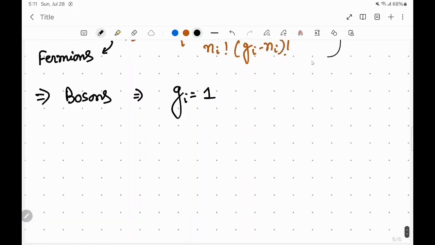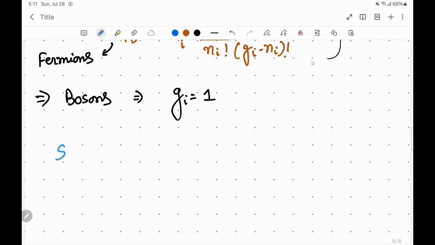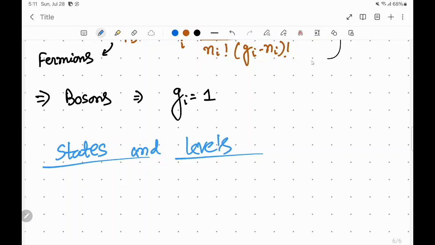First, one thing that should be clear, and in class it was also discussed, is that states and levels are different. States and levels are not the same. What is the difference between states and levels? Let's say these are energy levels: epsilon 0, epsilon 1, epsilon 2. These are energy levels.